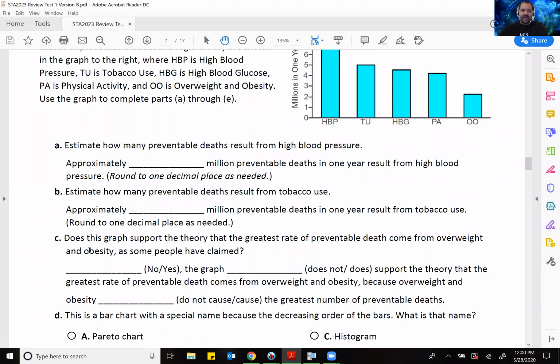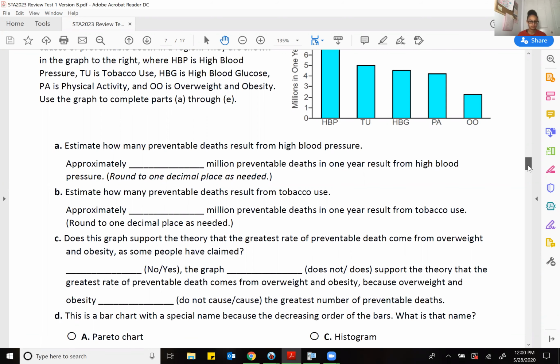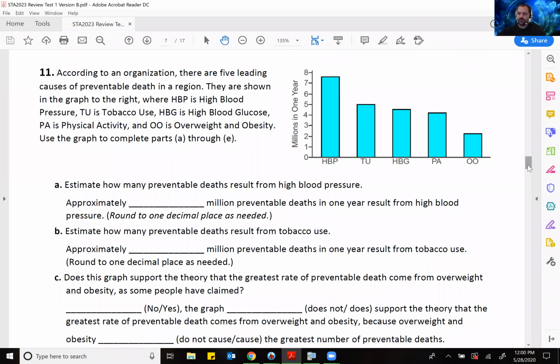All right. So C says, does this graph support the theory that the greatest risk of preventable death is overweight and obesity? No. So there's part of the answer to C. So you will say no. And then it says the graph does or does not. Does not is the other answer. There you go.